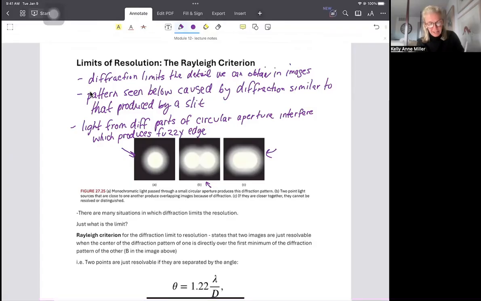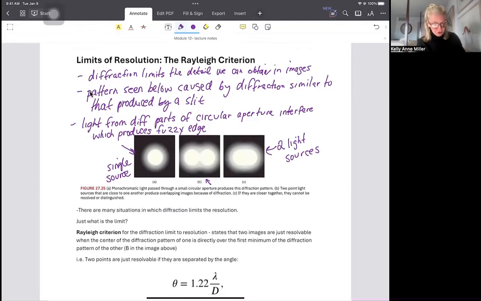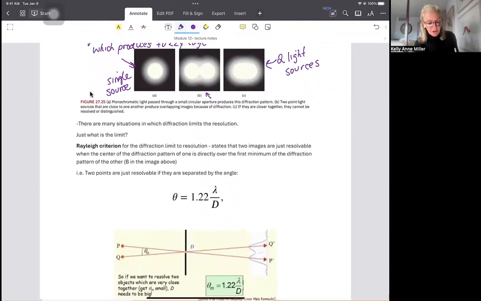So picture A is a single source. Picture C is two light sources where the diffraction limit has made it look like it's basically just one. There's something called the Rayleigh criterion, which allows us to basically calculate the diffraction limit of any optical system.